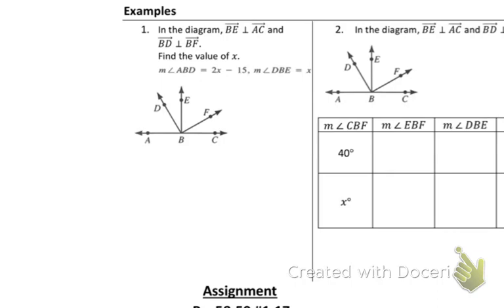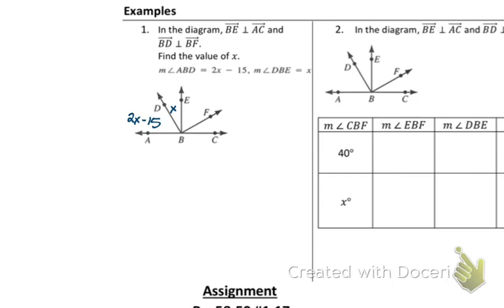If BE is perpendicular to AC and BD is perpendicular to BF, find the value of x. So we could write that information. I'm just going to write the most pertinent to this one. Because this one says ABD equals 2x minus 15, and measure of angle DBE equals x. So let me write that information in. ABD equals 2x minus 15, so that's 2x minus 15 here. And DBE equals x, so this is going to be x here.